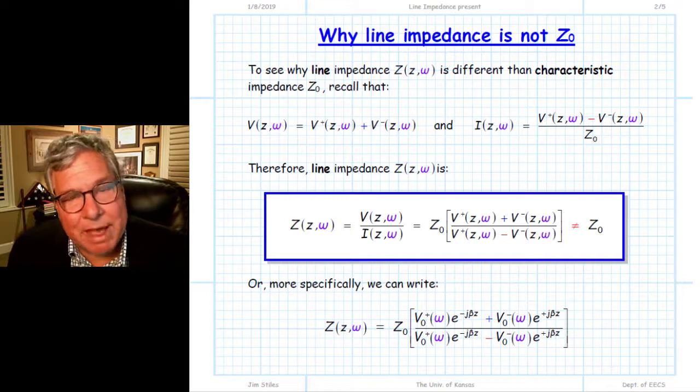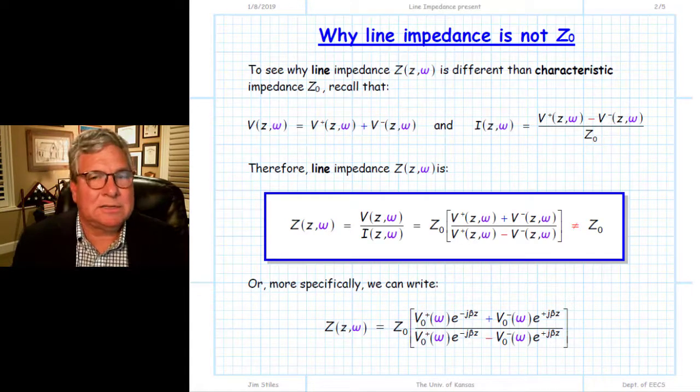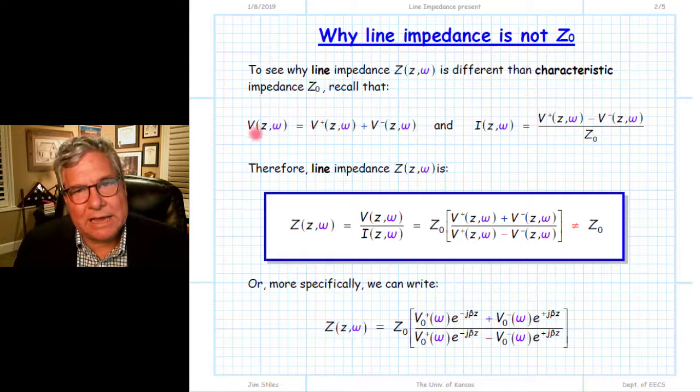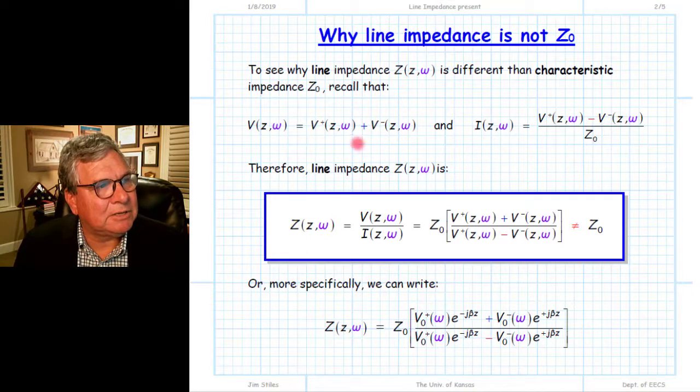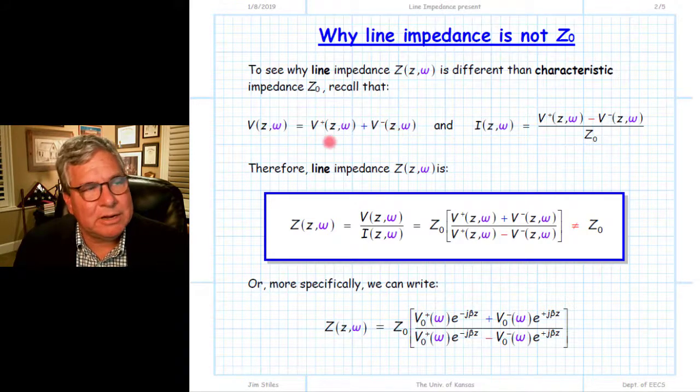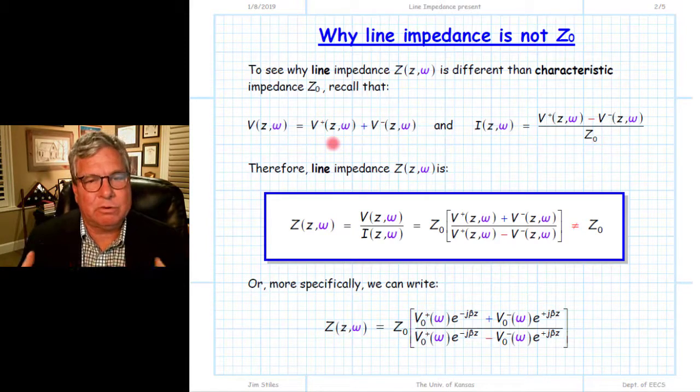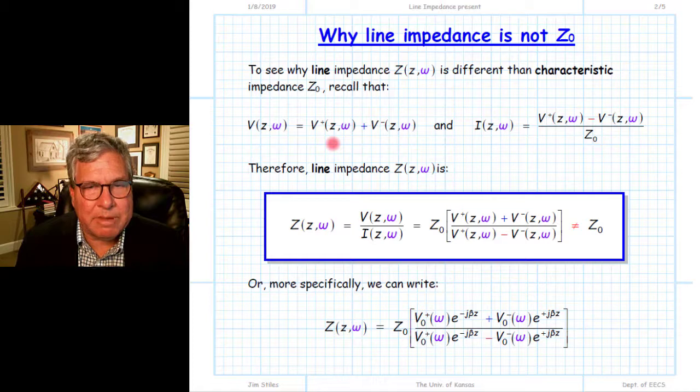So first, let's look at it mathematically. Why is the ratio of total voltage V to total current I not equal to the characteristic impedance Z0? Well, we have our total voltage, which again is the sum of the plus wave voltage and the minus wave voltage. Each wave, propagating in the two opposite directions, creates its own voltage, but what we measure is the sum of those two things, the superposition.